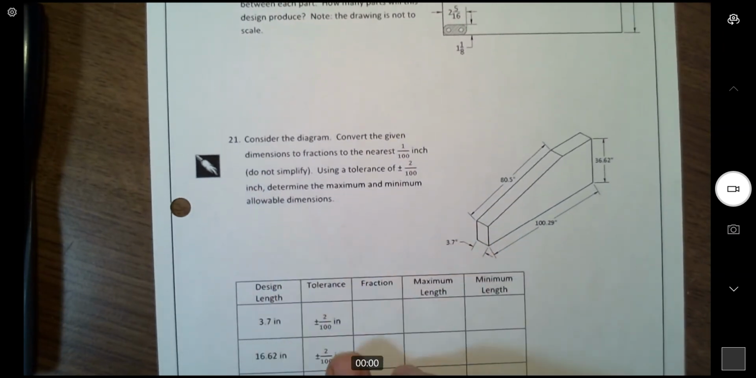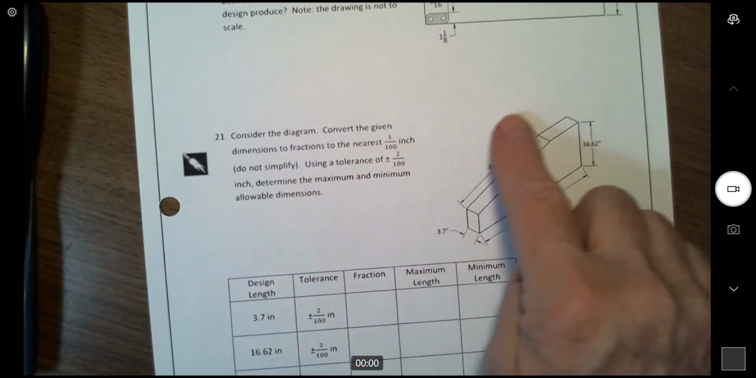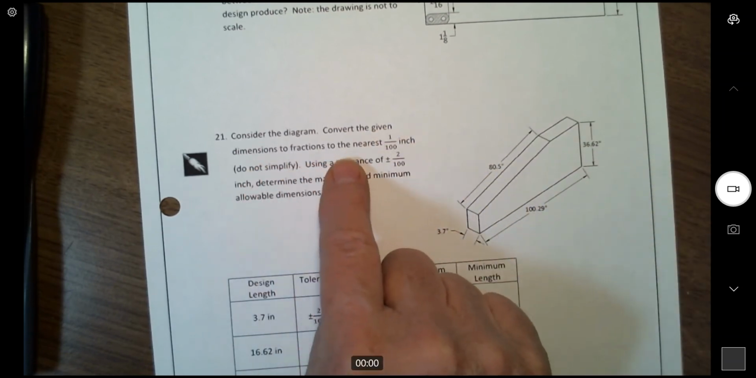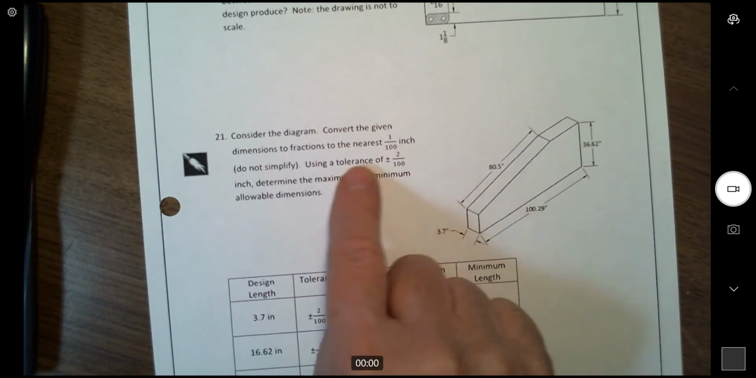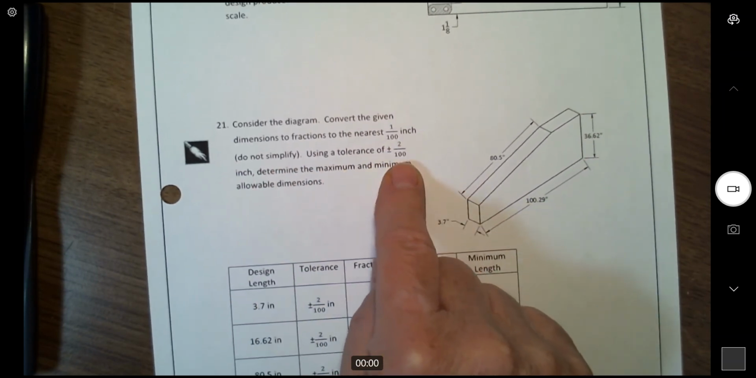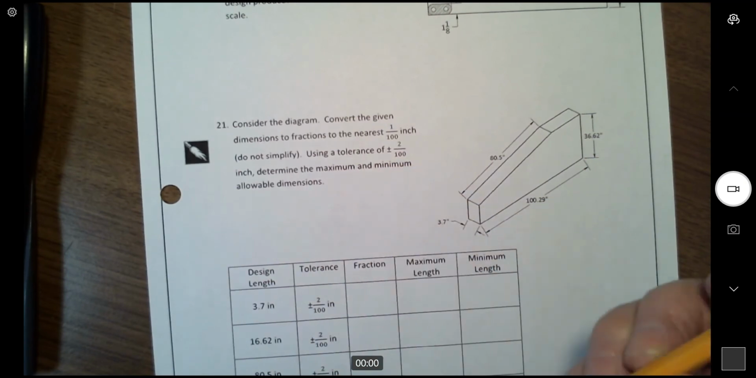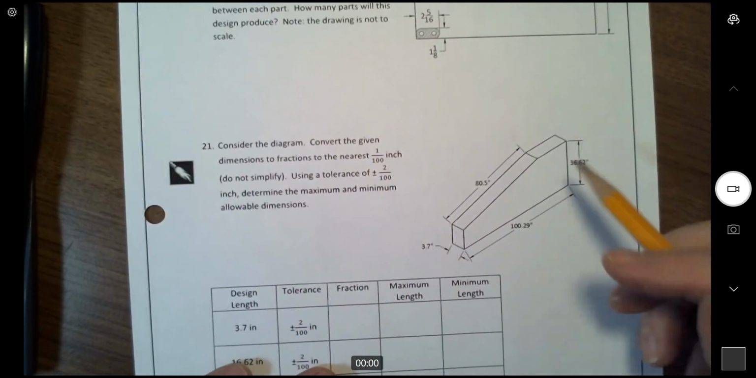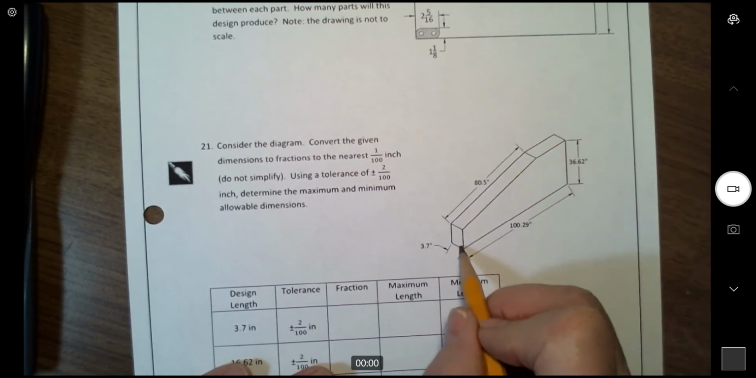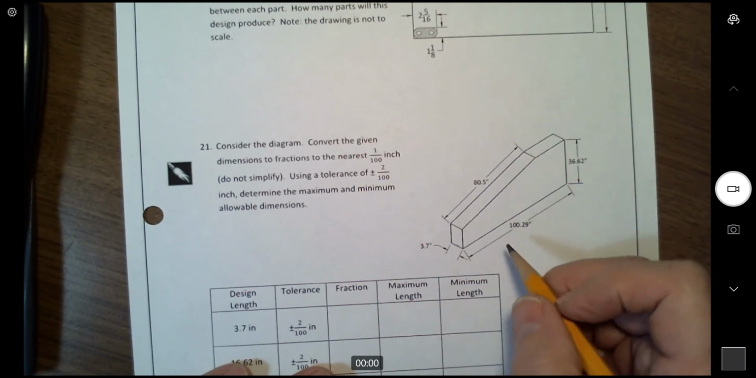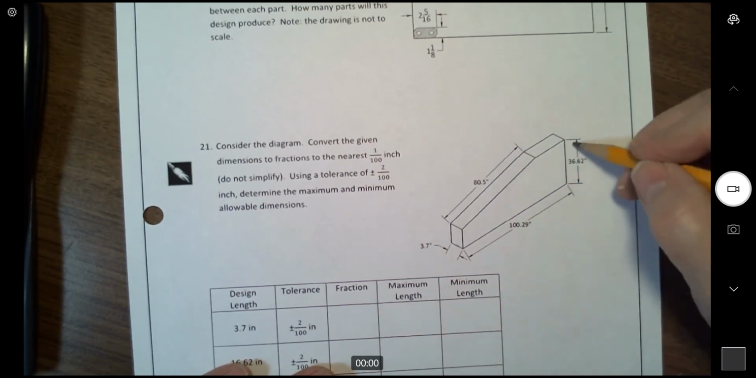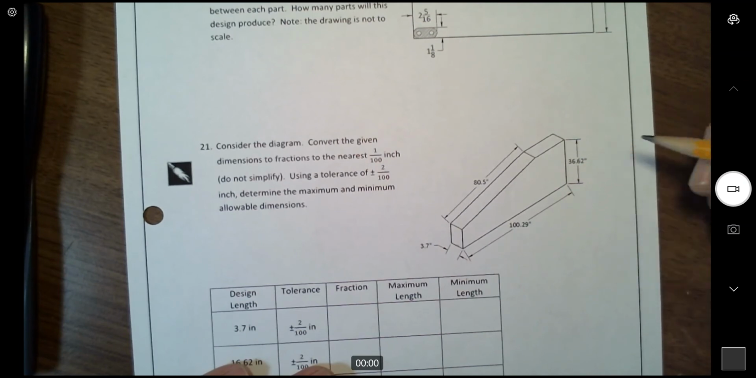We've got a couple more to go. Consider the diagram, this guy over here, and convert the dimensions to fractions to the nearest 1/100th of an inch. Don't simplify. Use a tolerance of that much, plus and minus 2 over 100, and determine the maximum and the minimum allowable dimensions. So let's look at this. They have this length right here, 80.5, and that little width there is 3.7 inches. This guy is 100.29 long at 36.62 high.